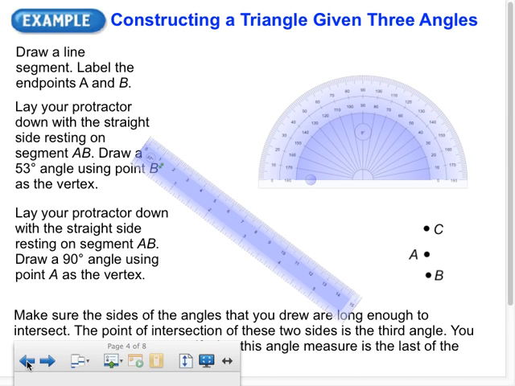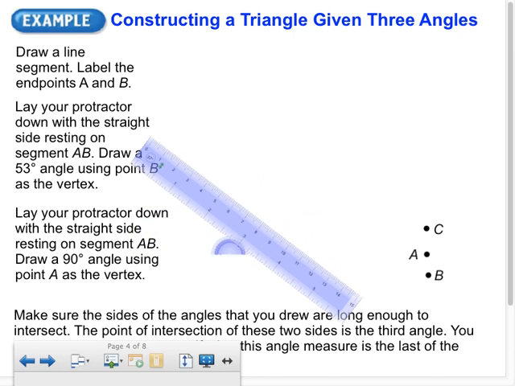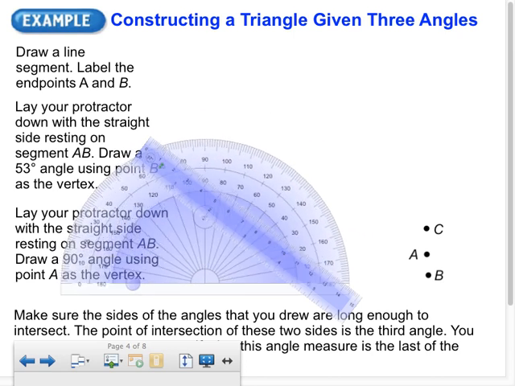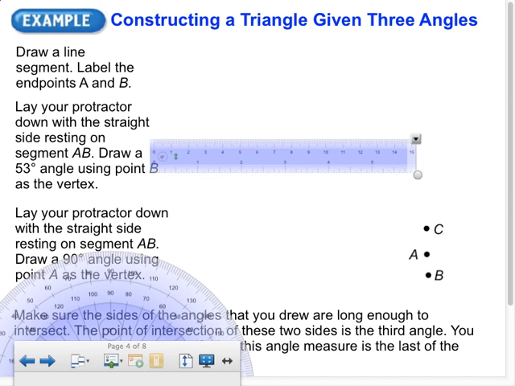Keep in mind that your compass can only extend so far. We're not even using our compass. You don't want to make it so big that it's going to run off the page. So we are still going to construct this. Okay, so draw our line segment AB. It doesn't even tell you what size AB has to be. You just pick for yourself.